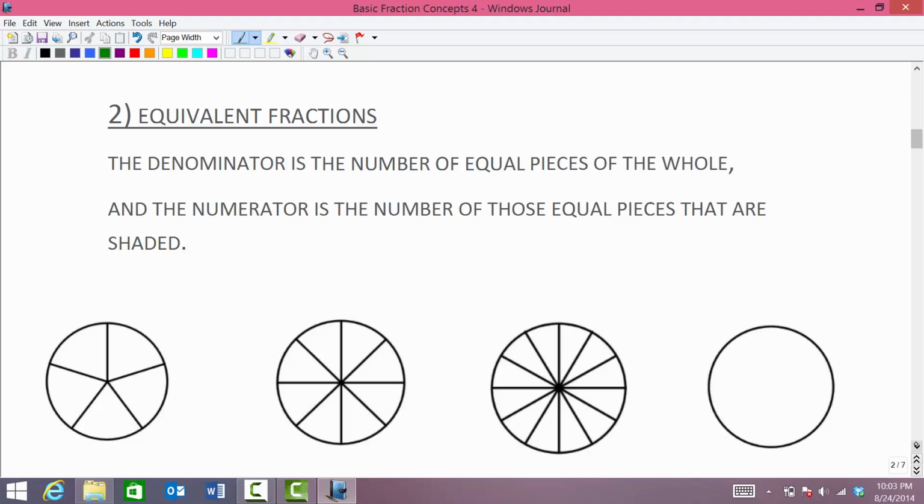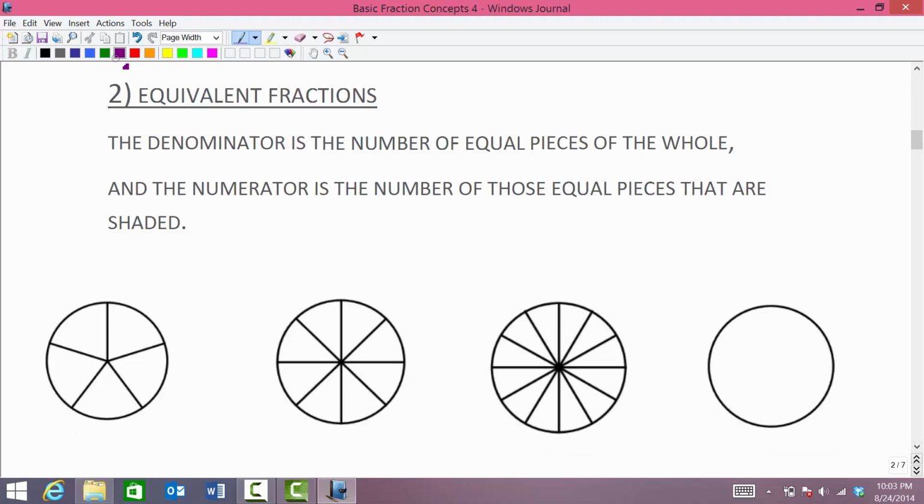Equivalent fractions. Many fractions that we use are actually equivalent and can be said in many different ways. For example, let's say that I have a circle that's cut into different number of pieces. The first one is cut up into 5 pieces. What would be my denominator for this first circle? That would be 5. Let's say that I decide to shade all 5 pieces of the circle. That would be 5 out of 5.